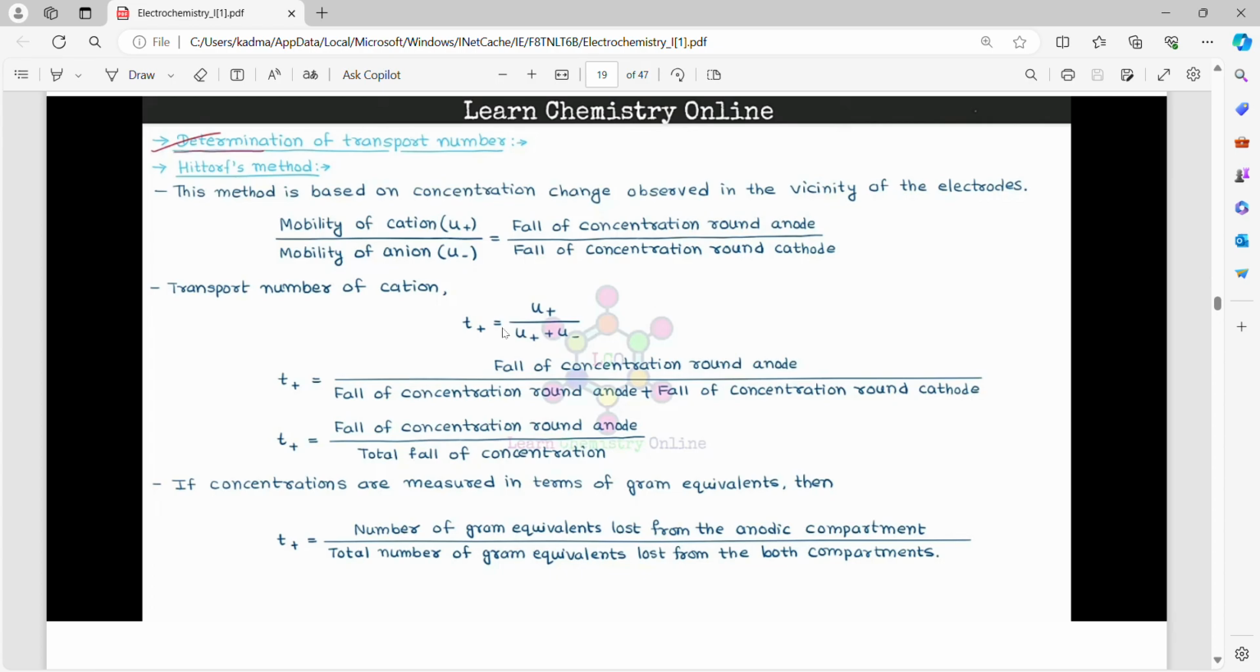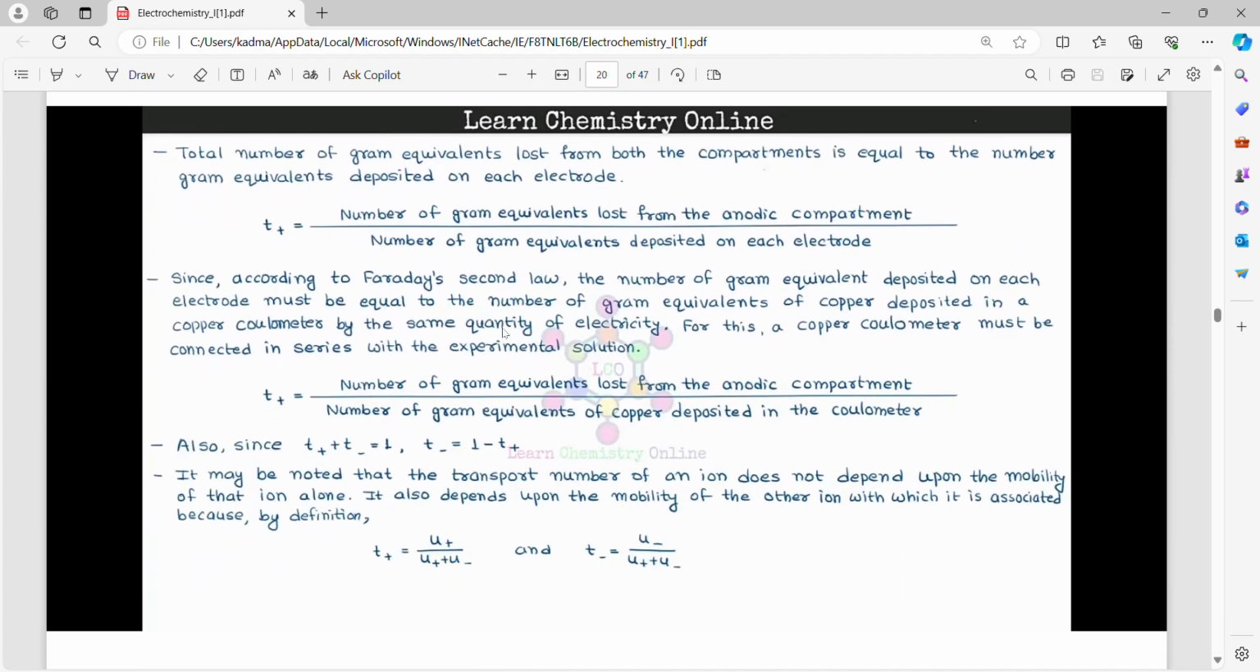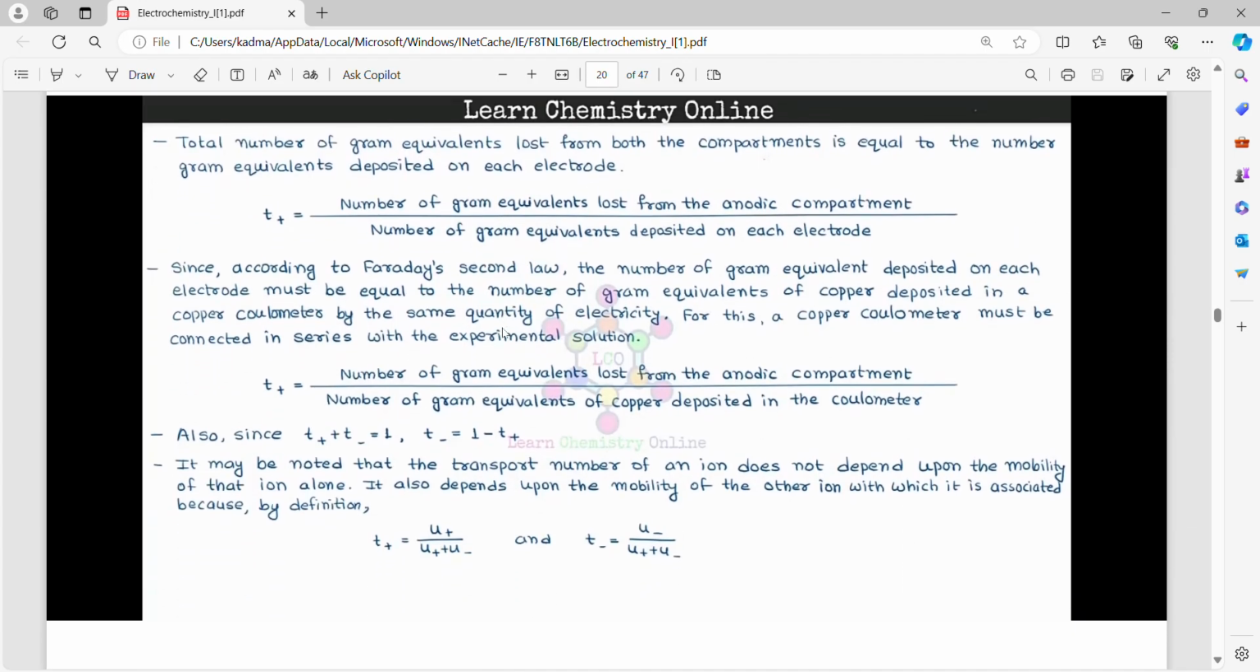If concentrations are measured in terms of gram equivalents, then T+ is equal to the number of gram equivalents lost from the anodic compartment upon total number of gram equivalents lost from both compartments. Total number of gram equivalents lost from both compartments is equal to the number of gram equivalents deposited on each electrode. T+ is equal to the number of gram equivalents lost from the anodic compartment by the number of gram equivalents deposited on each electrode.